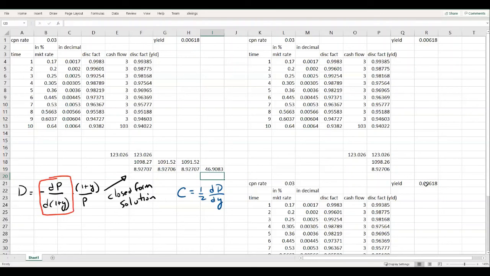So my convexity is 46.9083. Note that convexity has no unit, hence itself has no meaning. You have to compare to another convexity number to know whether it is relatively higher or relatively low.